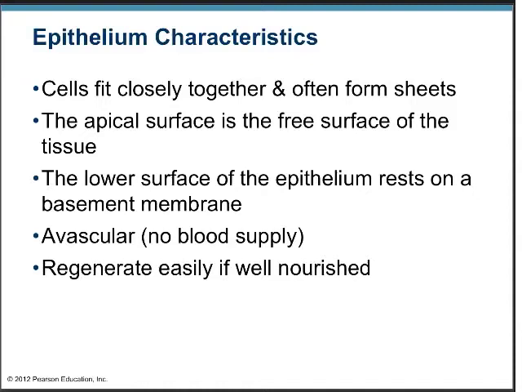Many of these epithelial tissues tend to be avascular, meaning that they don't have a blood supply nearby, and as a result, they either have to get their nutrients through some other means, or it's intended that those particular epithelial tissues will eventually die and be regenerated, which is the case in most linings of organs. For instance, your skin is constantly being shed and renewed on a daily basis. It regenerates easily if it is well nourished.